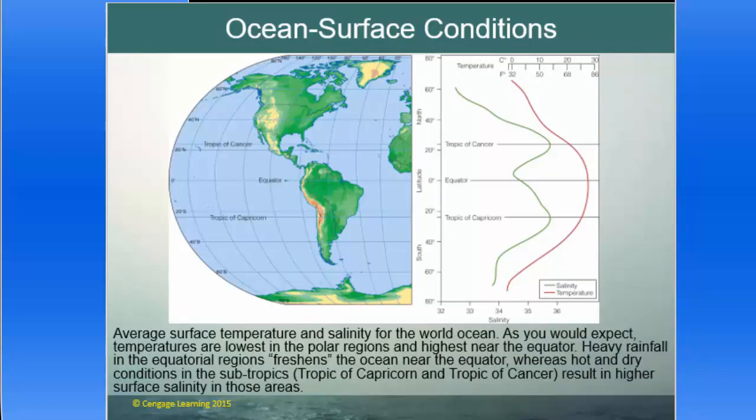All right, let's talk a little bit about ocean surface conditions. Average surface temperature and salinity for the world ocean. As you would expect, temperatures are lowest at the polar regions and highest near the equator.